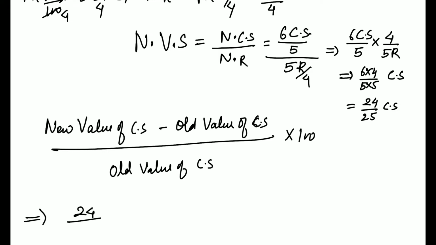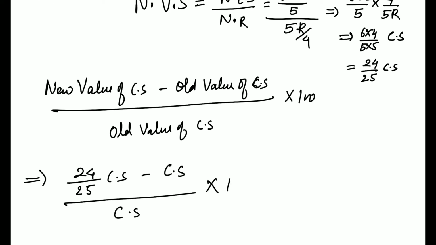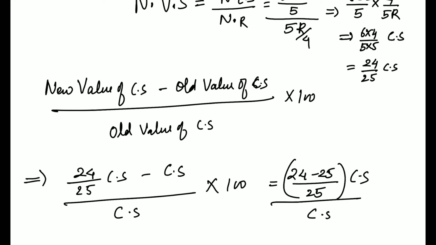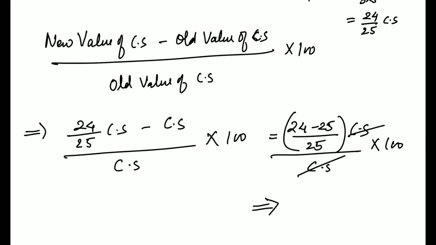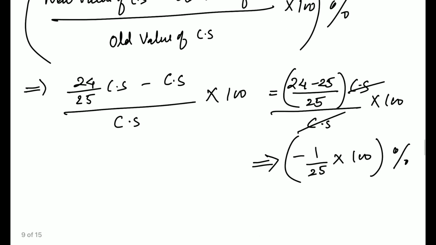So the new value is 24 upon 25 times current sensitivity, minus what is your old value? The old value is simply current sensitivity, divided by the current sensitivity, multiplied by 100. Let's try to do this. So this will be 25. This is 24 minus 25 times current sensitivity divided by current sensitivity multiplied by 100. The current sensitivities cancel each other out, and you will have minus 1 upon 25 times 100, and this entire thing is the percentage, right?